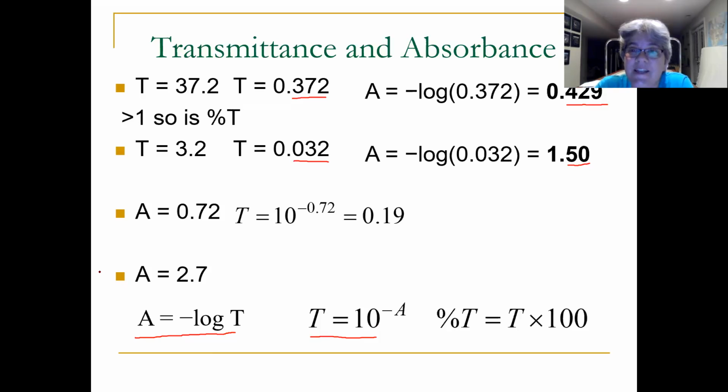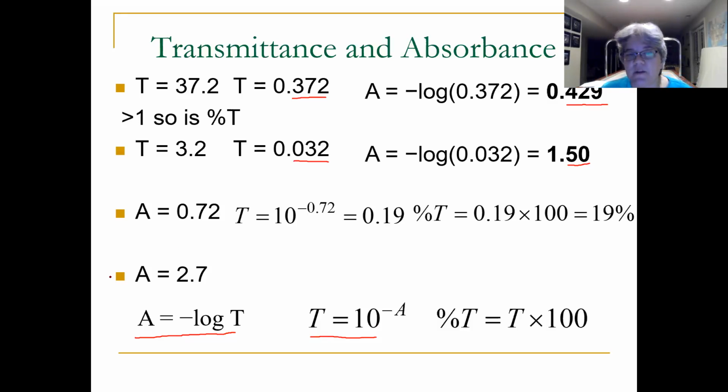Now this is T. What if I want percent T? Then I have to multiply by 100. So this should be 19%. Go ahead and try that in your calculator, and also try to do this one in your calculator.